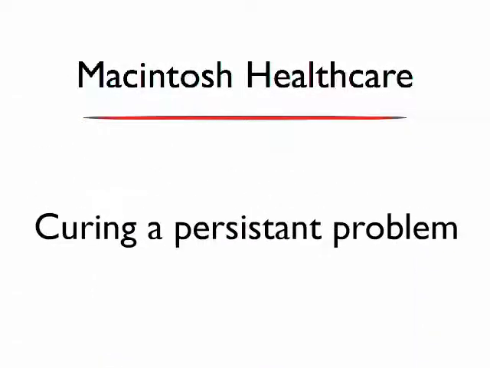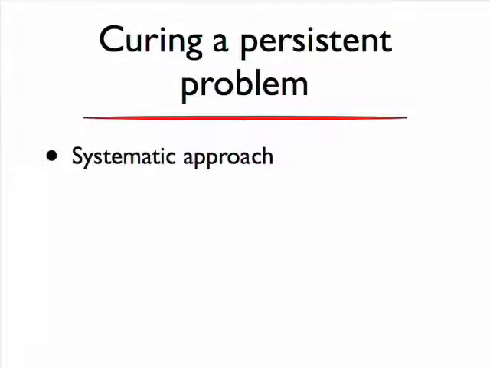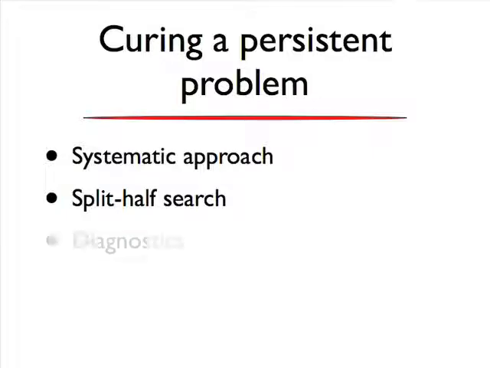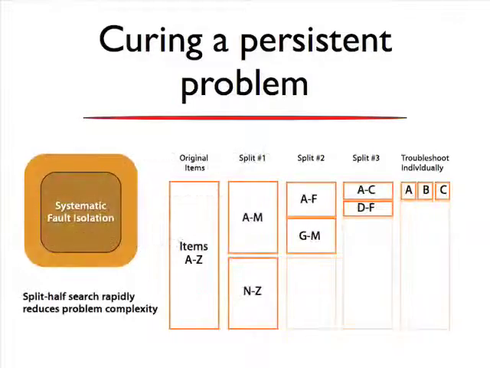Next, we're going to look at how you would go about curing a more persistent problem. The first recommendation is for you to use a systematic approach. Try and troubleshoot in a logical order and document your findings. We will also look at a technique known as the split half search and also some diagnostic utilities that can help during diagnosis. So let's look at the split half search first.